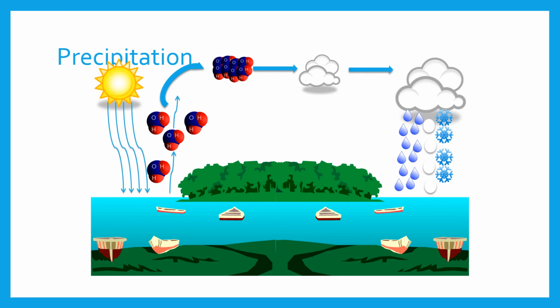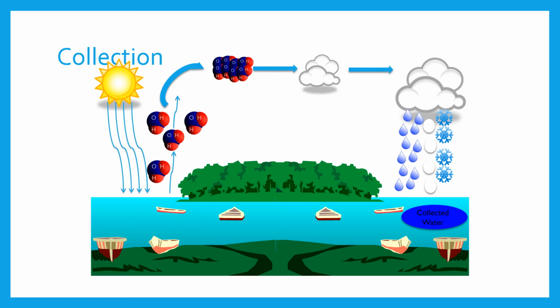And then if conditions are right, there's a lot more to this that we don't get into, but if the pressure's right and the temperature's right and things are just right, you will get precipitation, and that could be rain, it could be snow, hail, sleet, but basically it's that water coming back down to earth, right? Coming back down to earth.